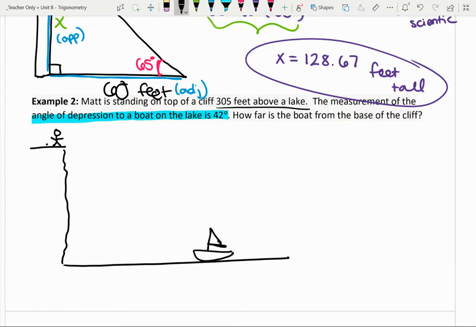And the angle of depression. So when Matt puts his head down to look at the boat, remember it's not the inside of the triangle, it is the outside of the triangle. This is 42 degrees. So I can do this a couple different ways. Oops, I should label my other information. He is 305 feet above the lake.